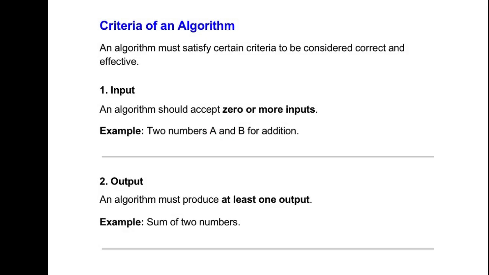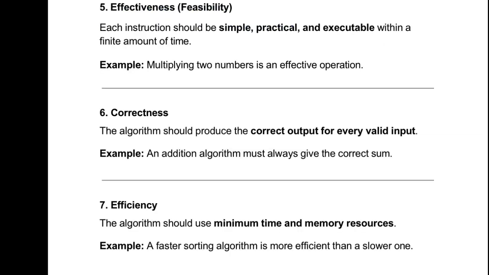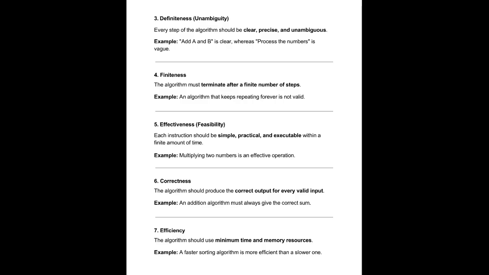Then we move to the criteria of an algorithm. We already discussed the characteristics of algorithm. These are also similar to the criteria of algorithm. An algorithm must satisfy certain criteria to be considered correct and effective. First one is input, we already discussed, second is output, third is definiteness, fourth is finiteness, fifth is effectiveness, then sixth is correctness.